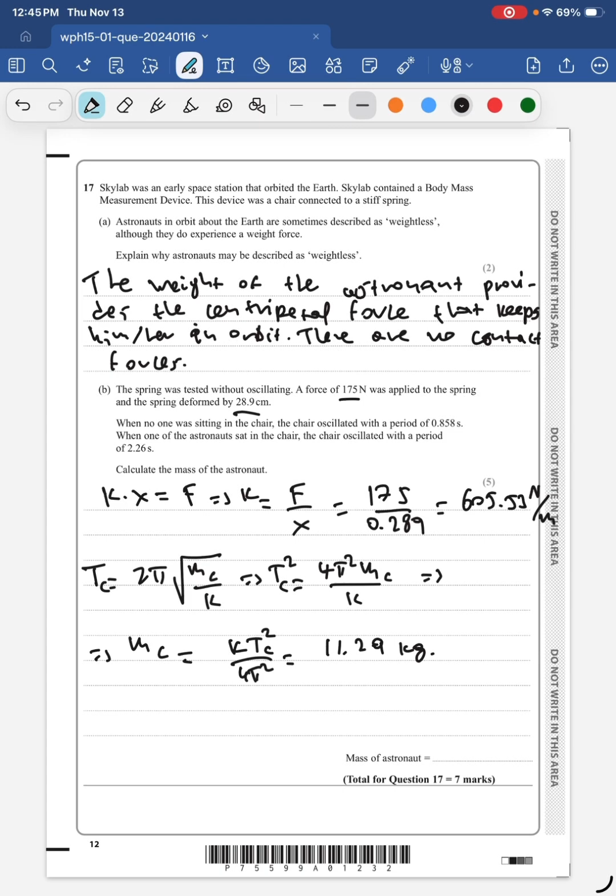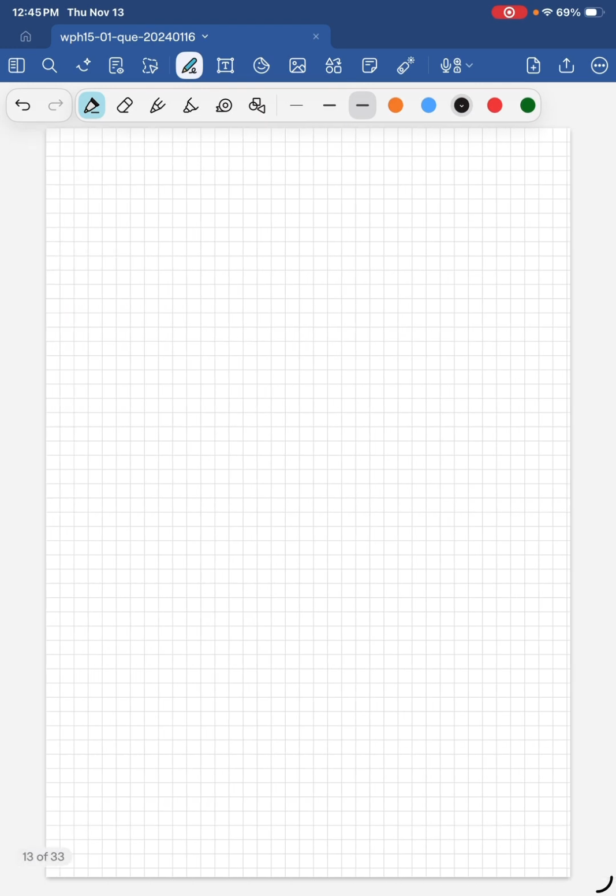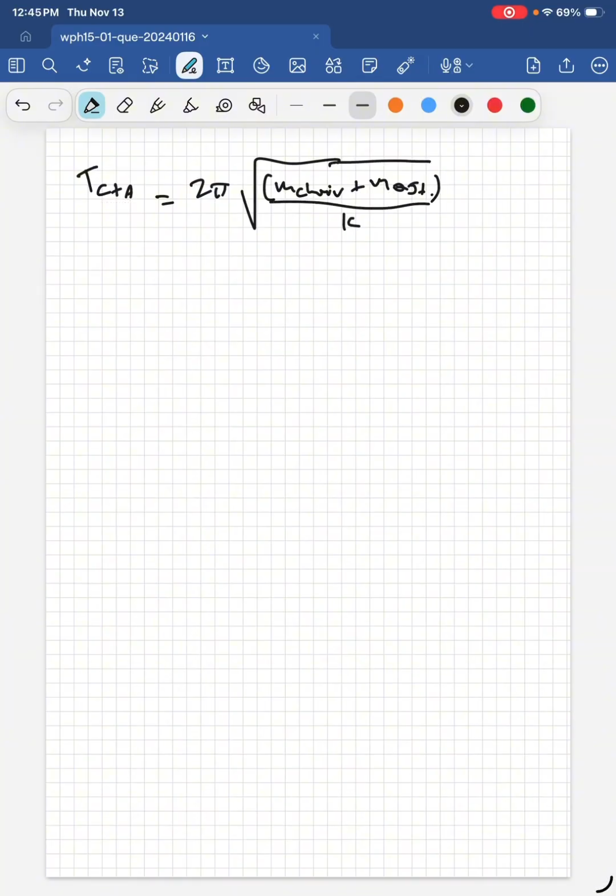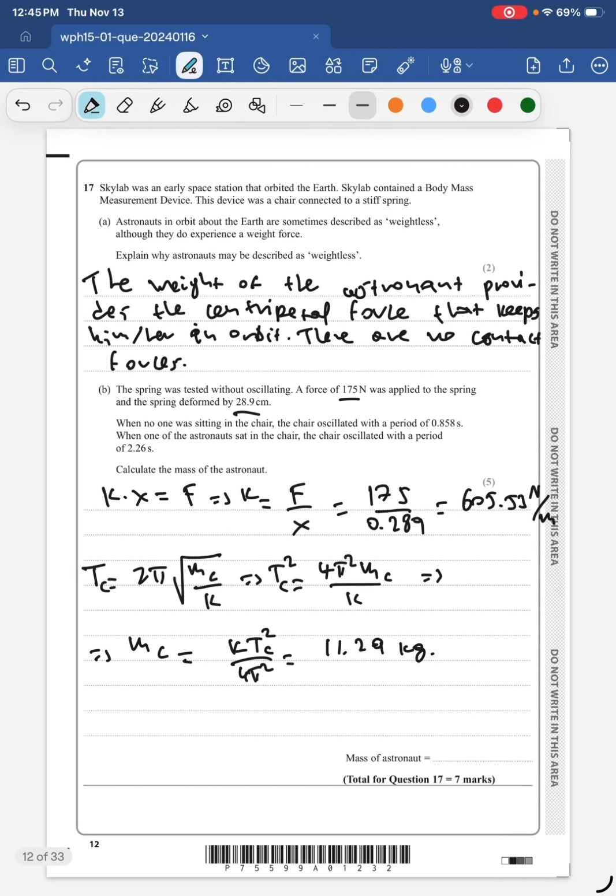Okay, then the last piece of information, and I will need a clean page, okay, is that when one of the astronauts sat in the chair, it oscillated with a period of 2.26 seconds. So let's call this T of chair plus astronaut, okay? And this is 2 pi times the square root of m of chair plus m of astronaut over k, okay?